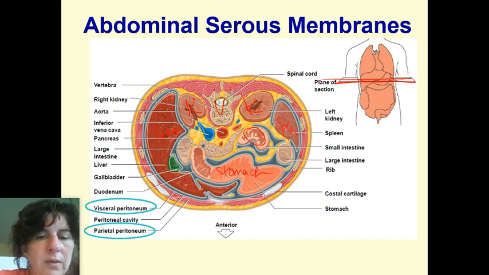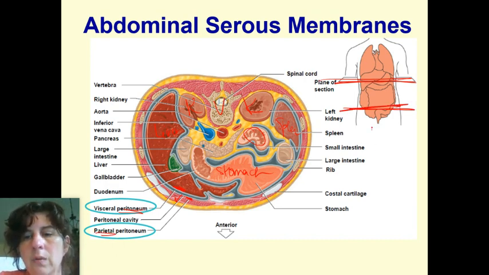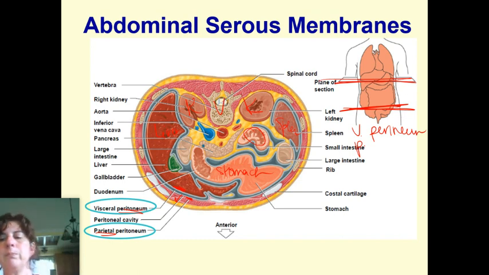Once again, all of these organs are called viscera. So the layer that is closest to those organs, that's called the visceral. And since it's upper abdomen, that's peritoneum. And then the one that's furthest away from those organs, closest to the body wall, is the parietal peritoneum. If I were to go lower down here, it would be the same, but it's the perineum. So we have visceral and we have parietal perineum.